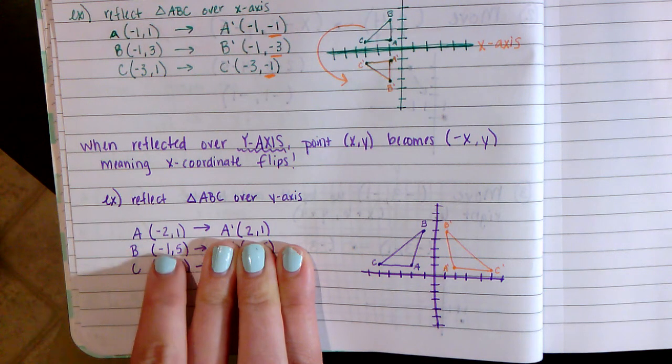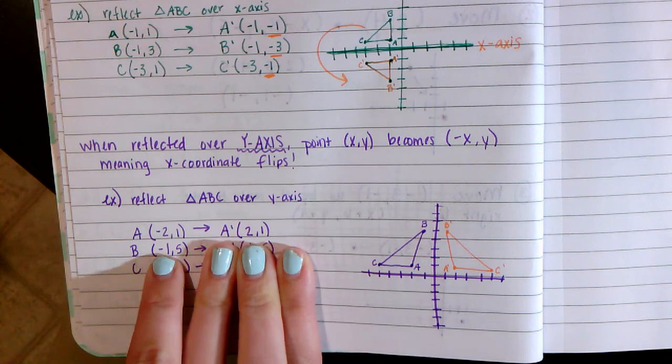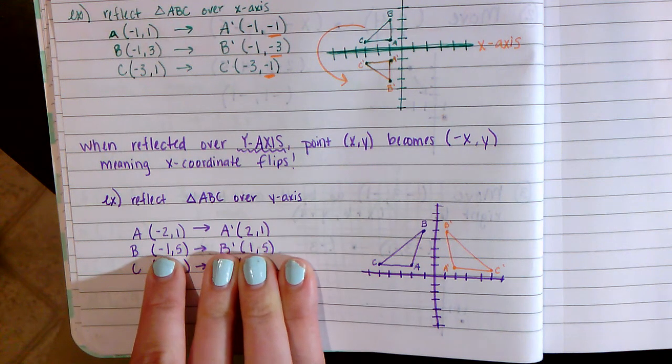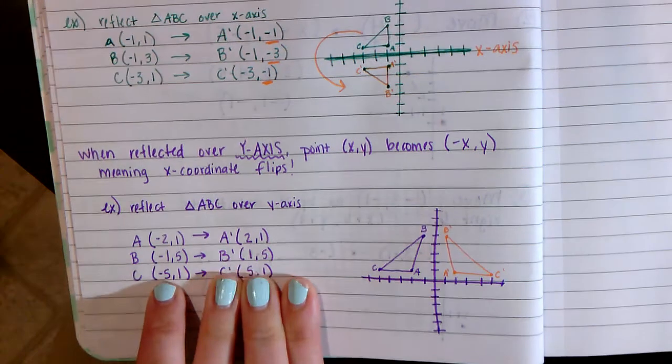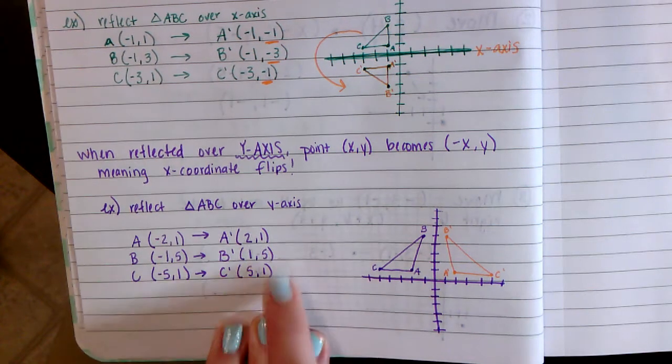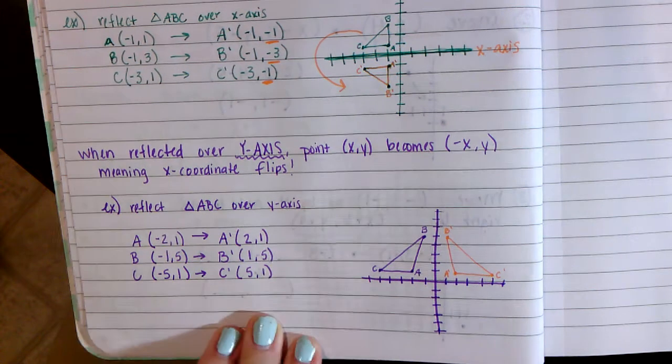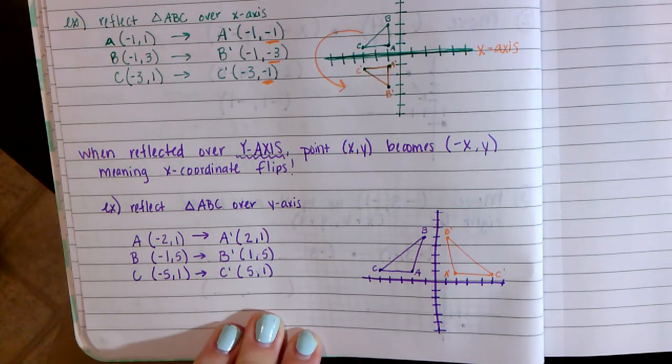The opposite of negative 1, which is my x coordinate, is positive 1. And then for C, the opposite of negative 5 is positive 5. So these would be my new points. Nothing happened to my y coordinates. And now I'm just going to plot them.